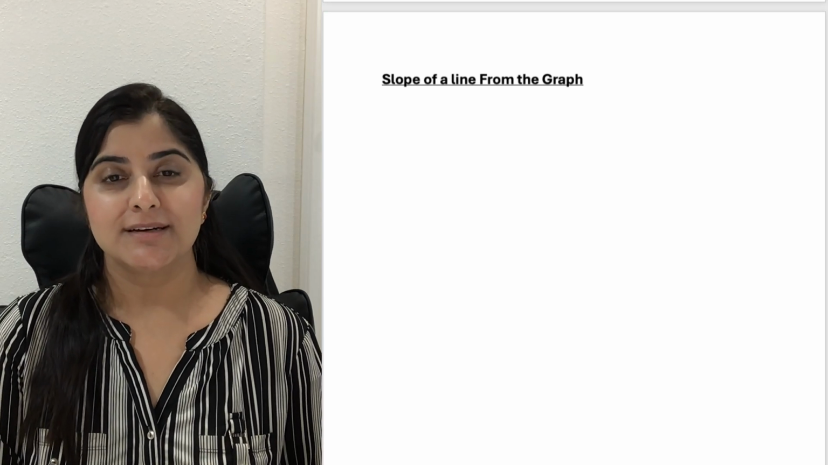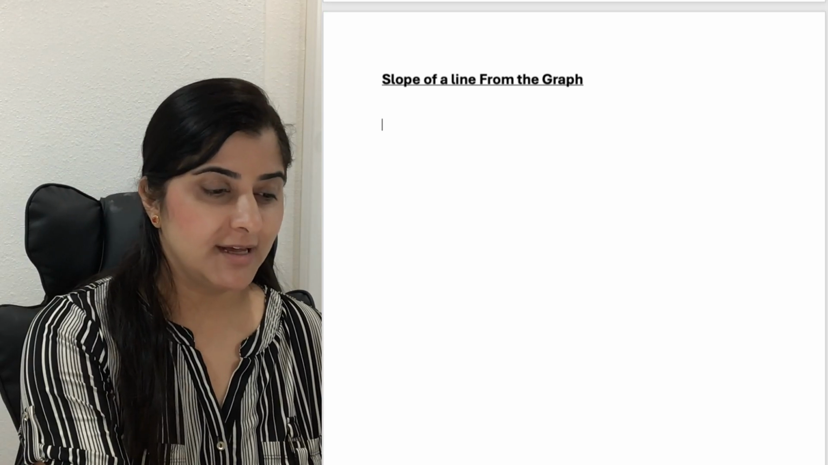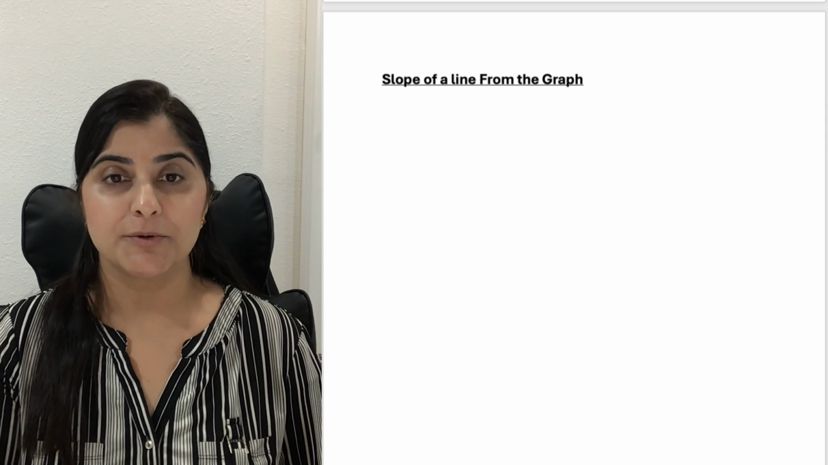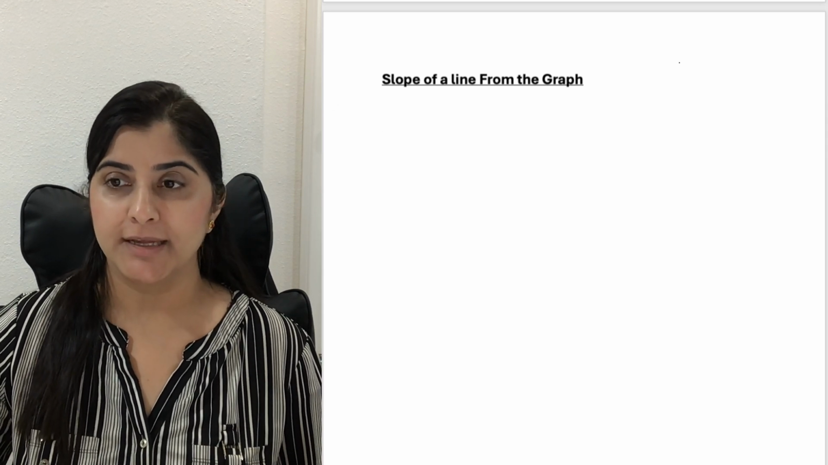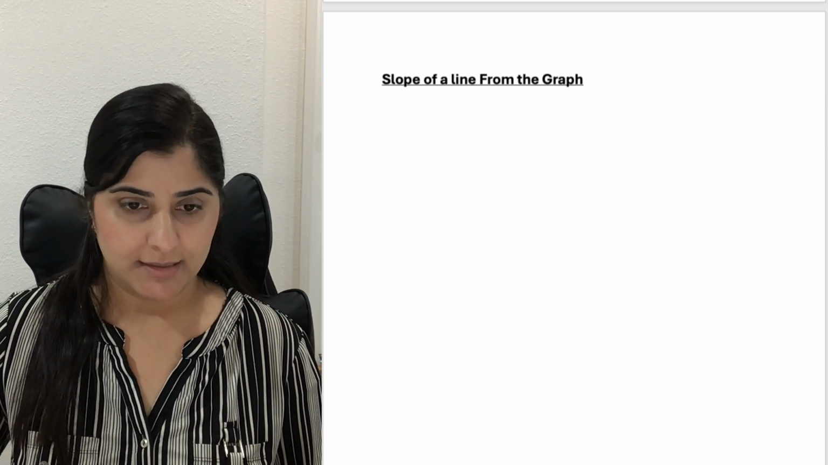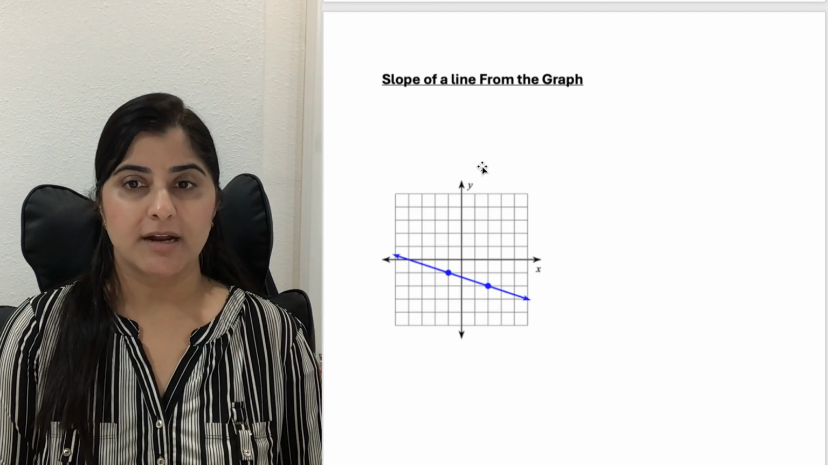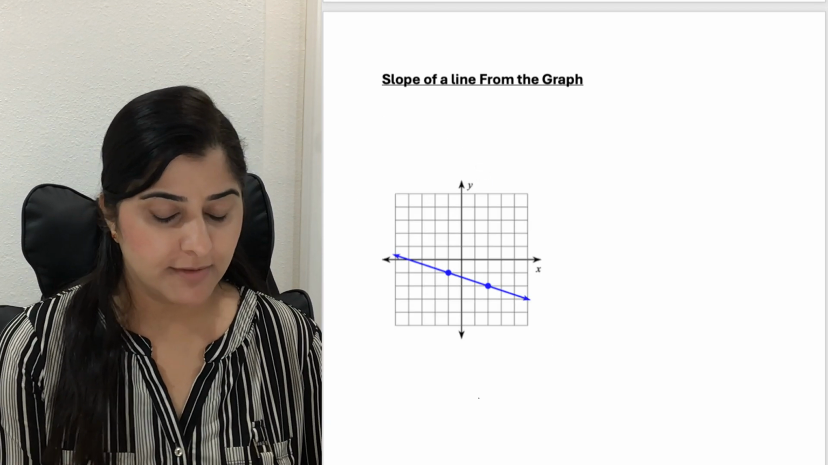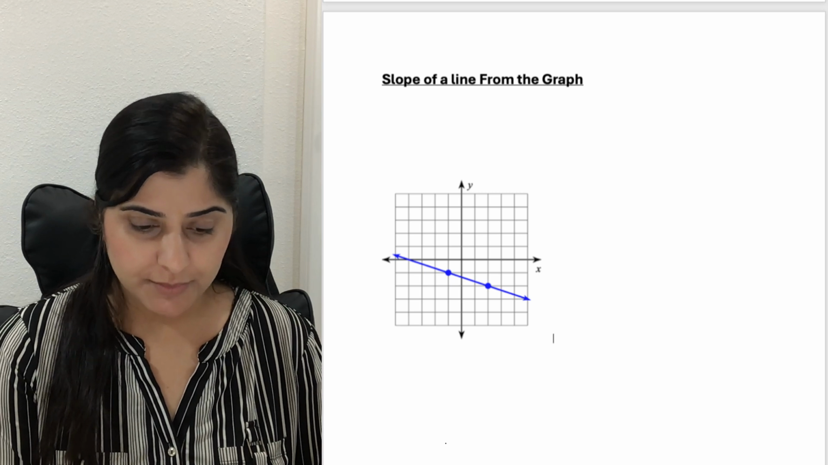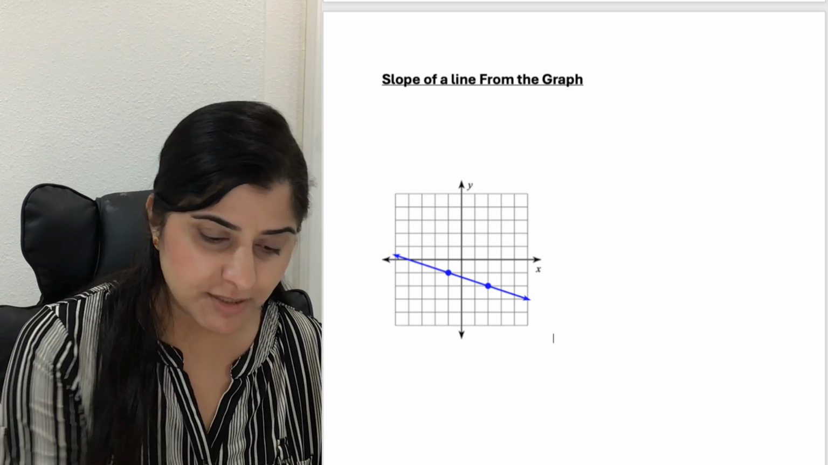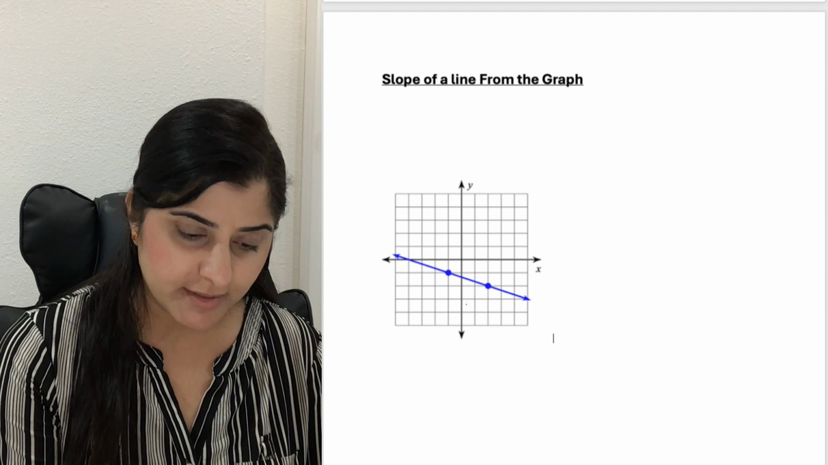Now we are going to learn how to find the slope of a line from a graph. Suppose we are given the graph of a line. Let's talk about this graph. So what we will do, we will look at the points which are on the corner of the squares.